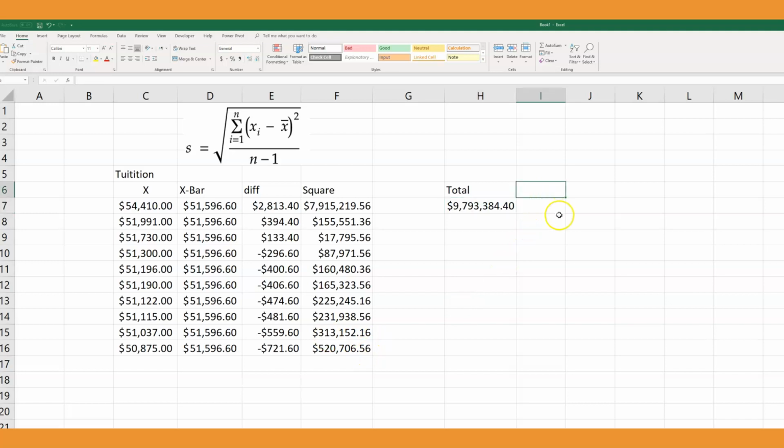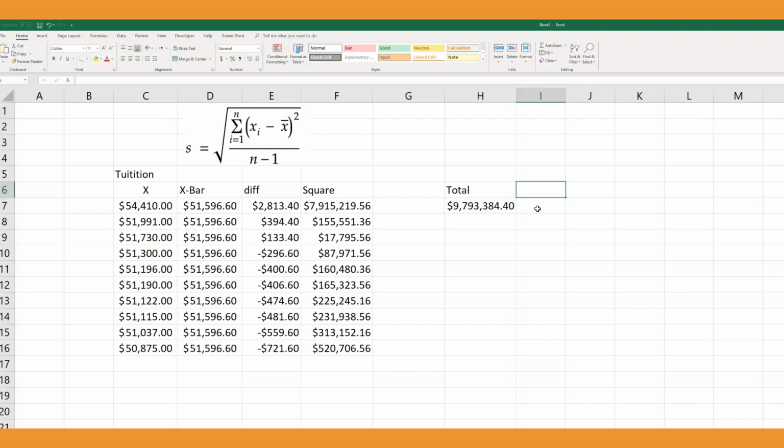Of course, we haven't finished the calculation. I'm still only at the variance because I did not apply the square root to my calculation. I apply the square root to the variance in order to get the standard deviation.